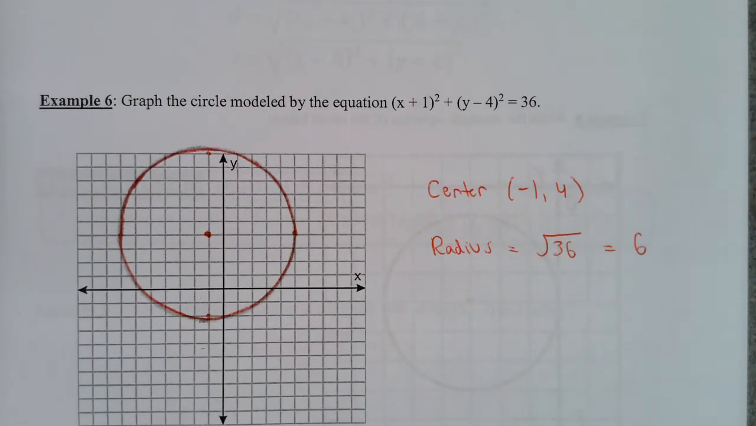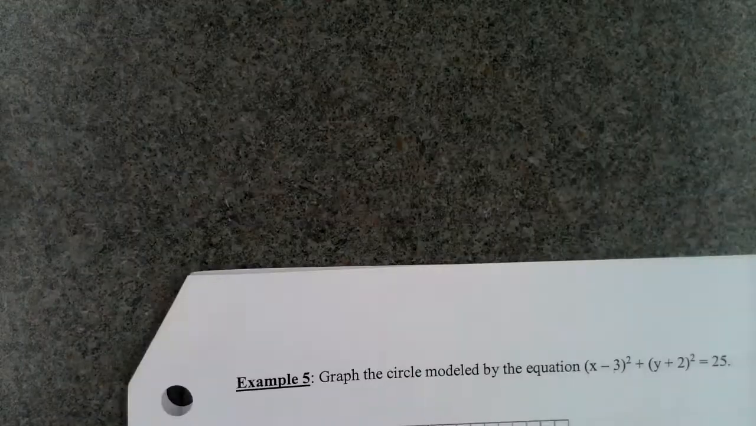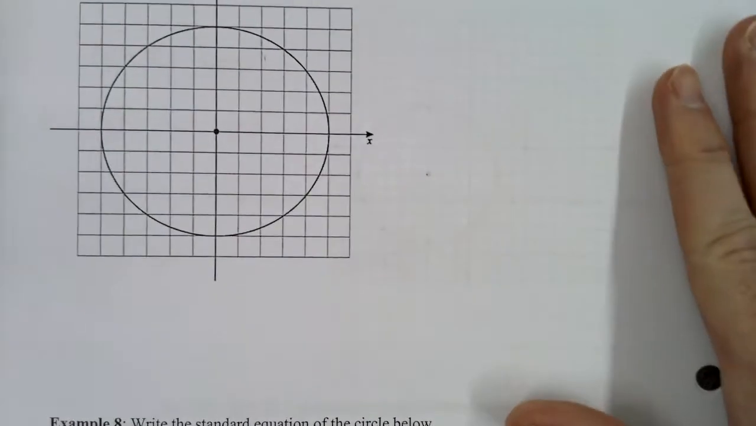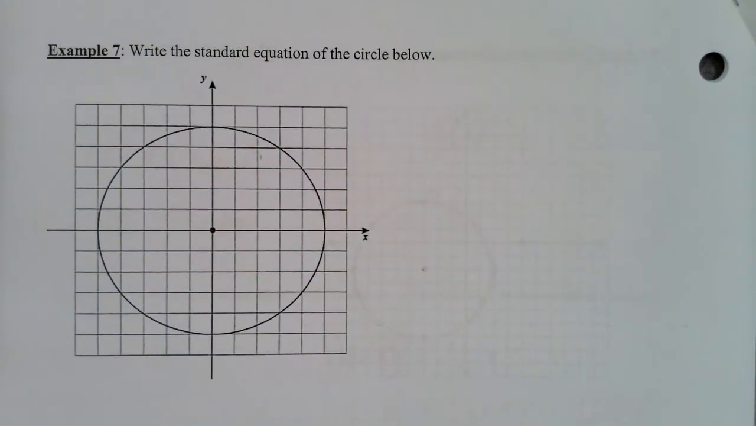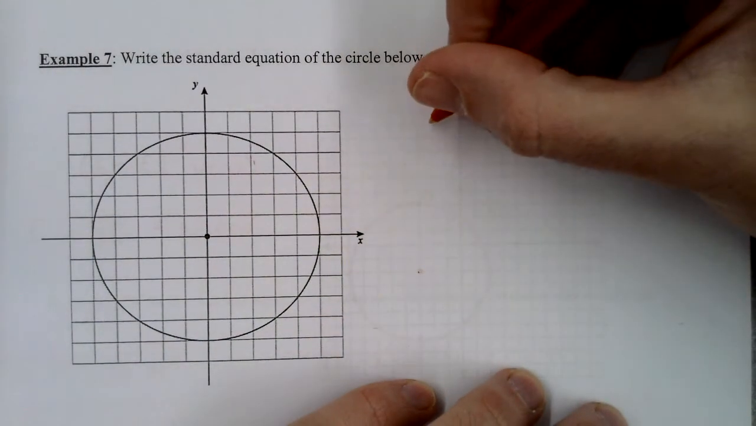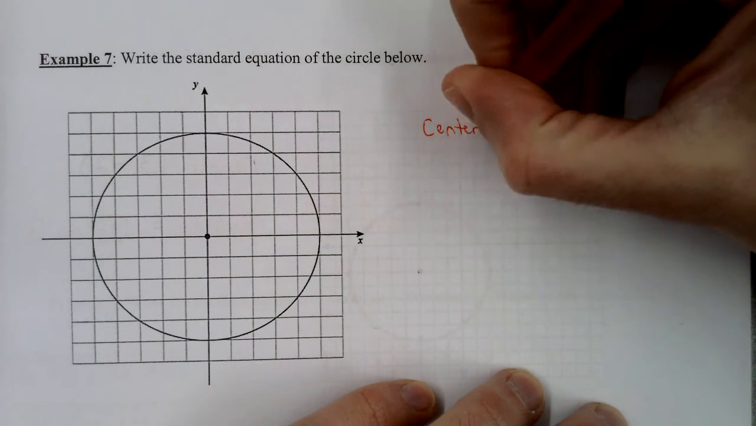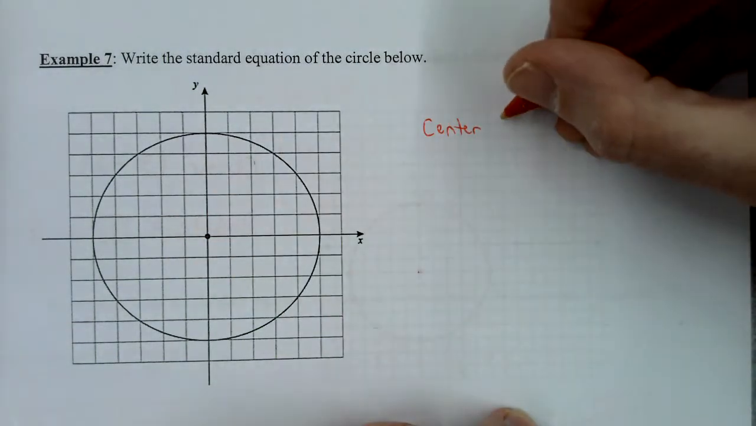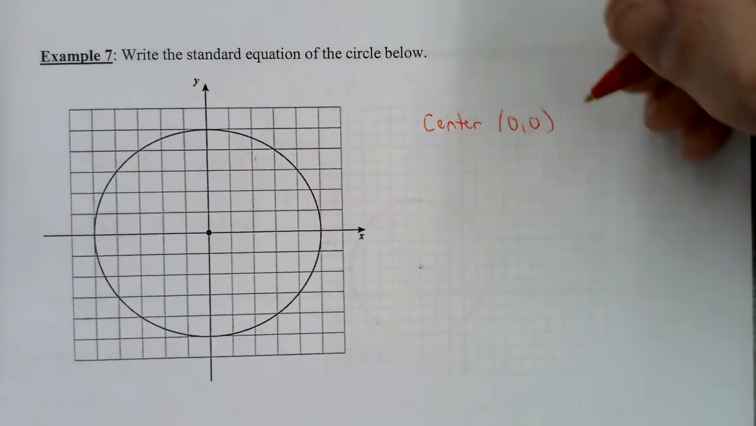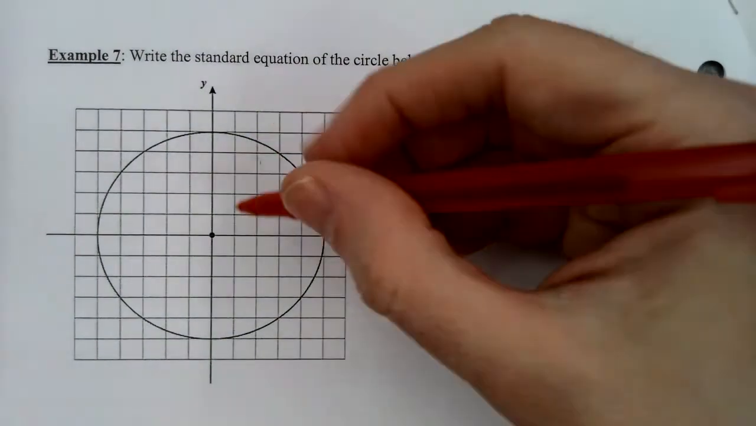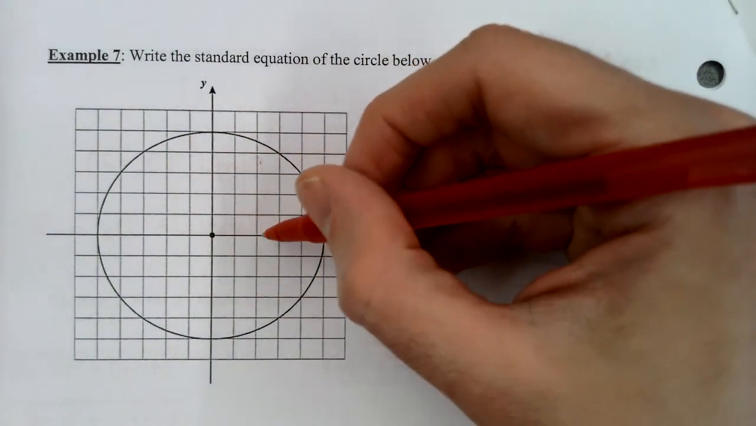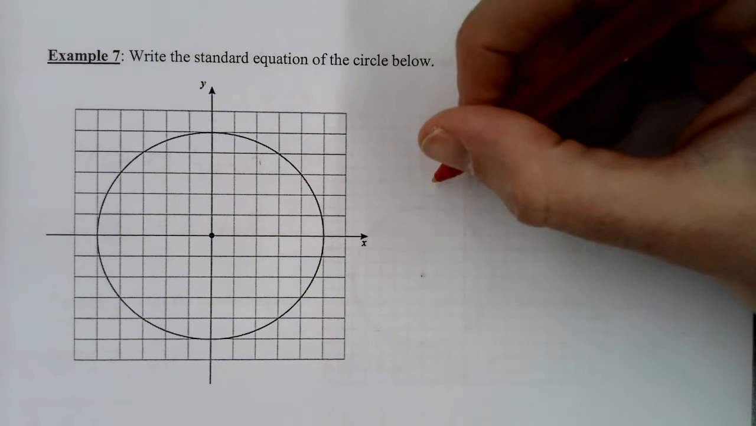Okay, so the last page is basically the opposite direction of that page. You're given a graph, and you have to write the equation of the circle. So first, state the center and the radius. Do that off to the side. The center is 0, 0. The radius, if you count, 1, 2, 3, 4, 5, equals 5.